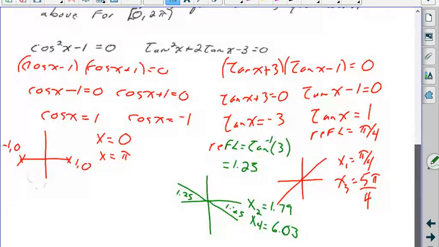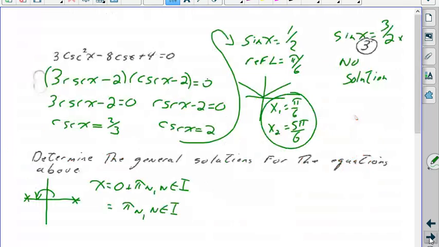For this one, I forget what it was. Again, looking at our tangent here, again, pi units apart, pi units apart. So we have two equations that we have to draw. We have to do it for this guy, and we have to do it for that one.